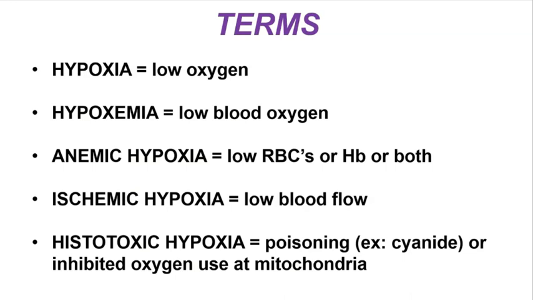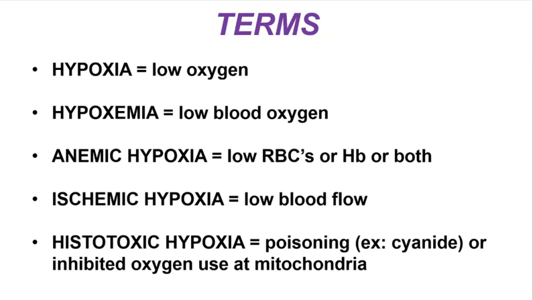And finally, a few terms before we finish this segment. Hypoxia is the term for low oxygen in the body, while hypoxemia refers specifically to low blood oxygen content. Anemic hypoxia is a specific type of hypoxia caused by low numbers of red blood cells, low hemoglobin concentrations, or some combination of both. Ischemic hypoxia refers to hypoxia that results from reduced blood flow to specific tissues. Ischemia specifically refers to reduced blood flow to certain parts of the body.